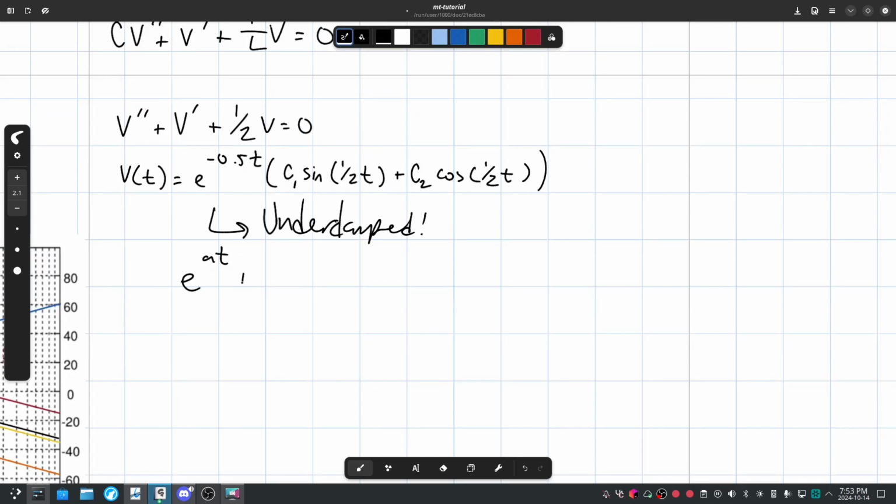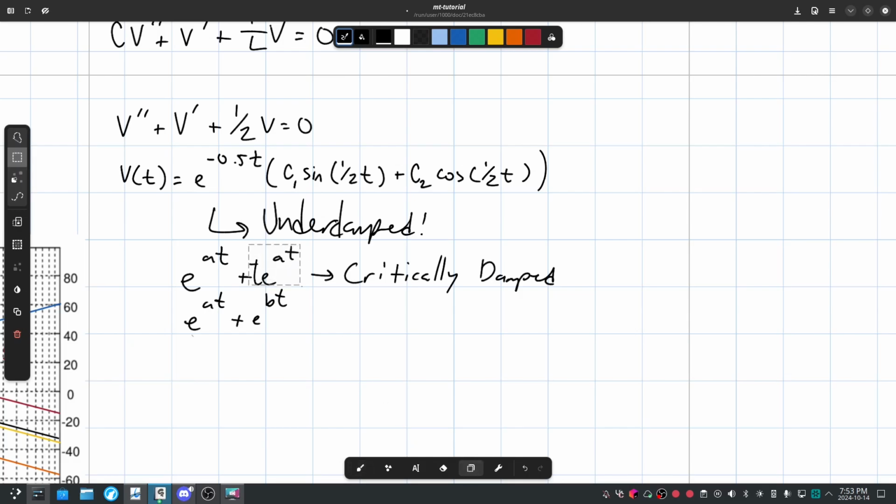Remember that e to the at plus e to the at is critically damped. Well, this is going to be t e to the, you get the idea. It's going to be c2, c1. Do we need to memorize this? Yes, you do. You absolutely do need to memorize this. It's going to be c2 e to the bt, where b is not equal to a. This is overdamped.